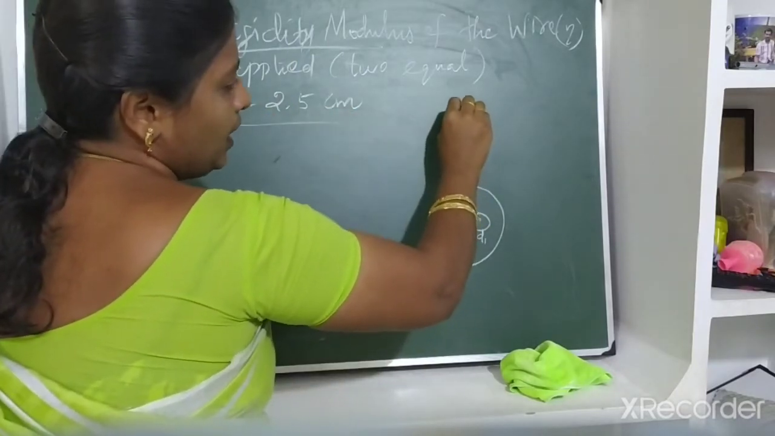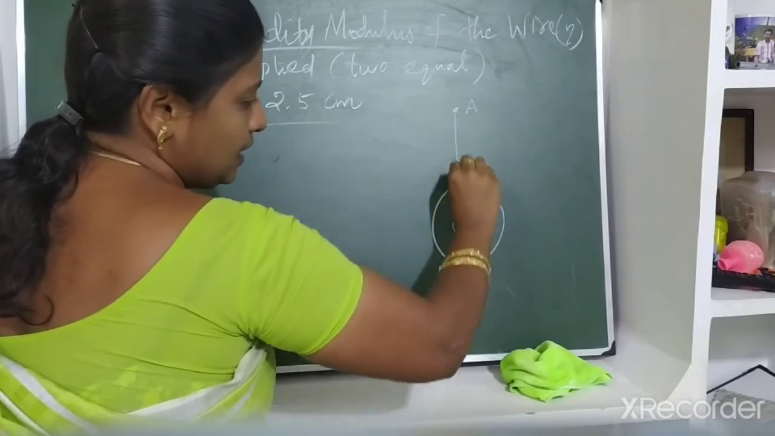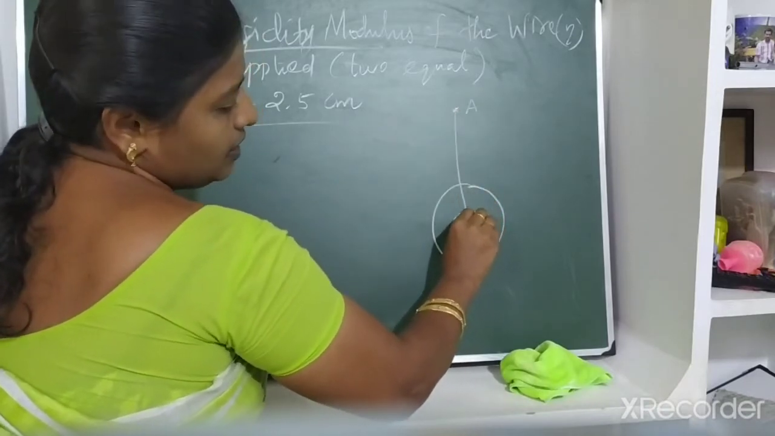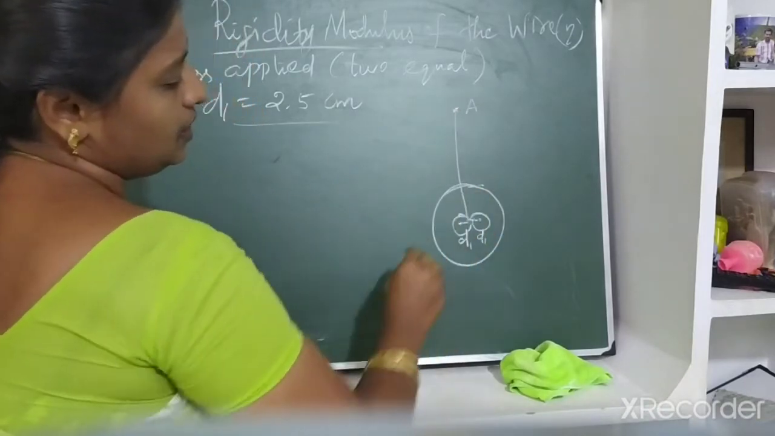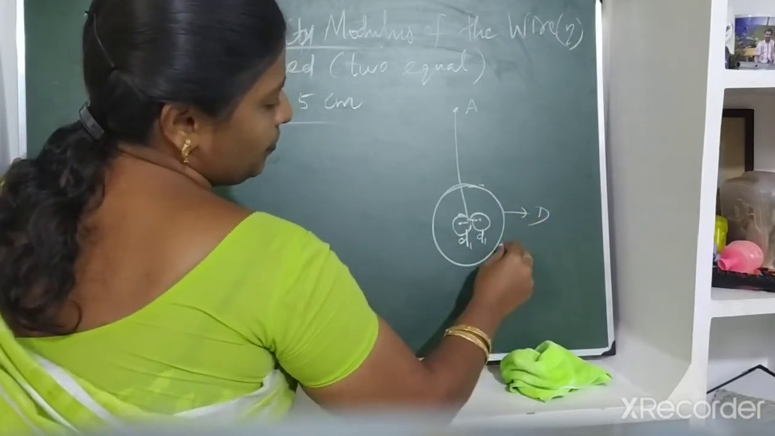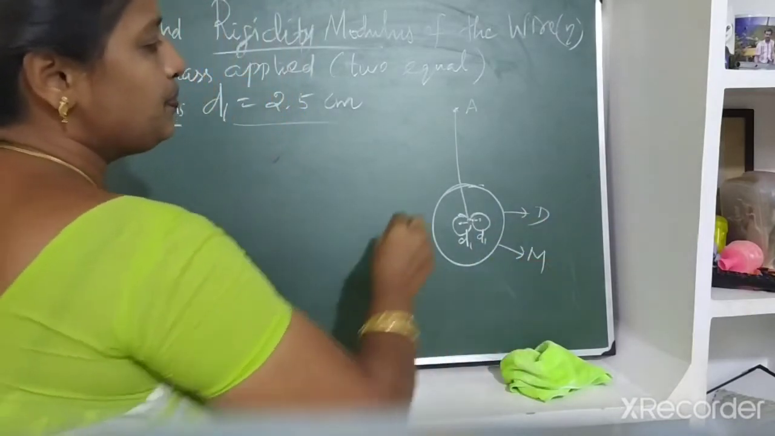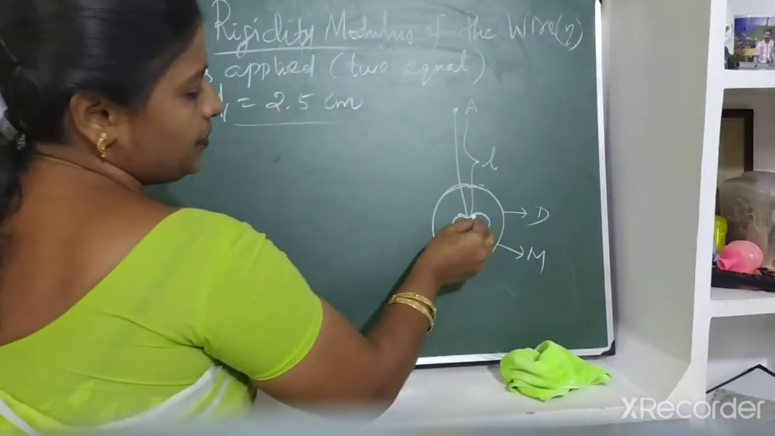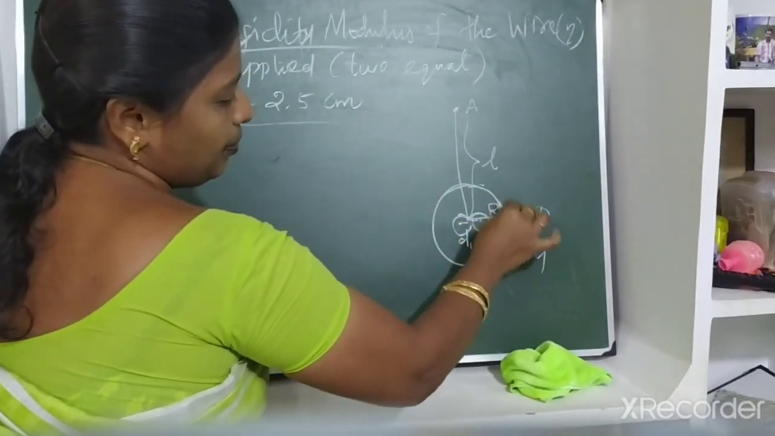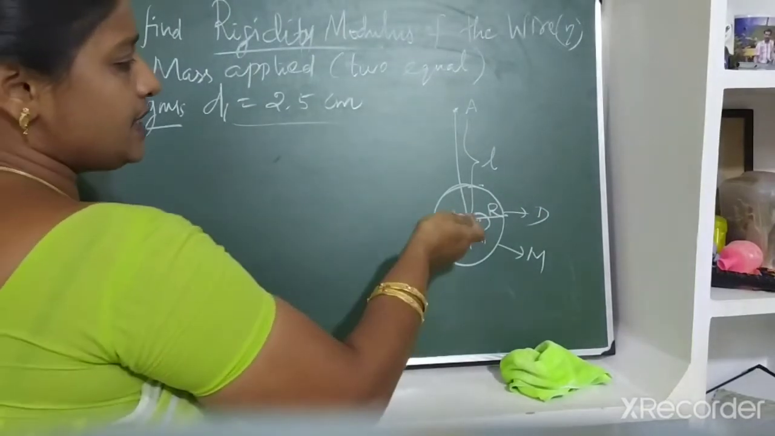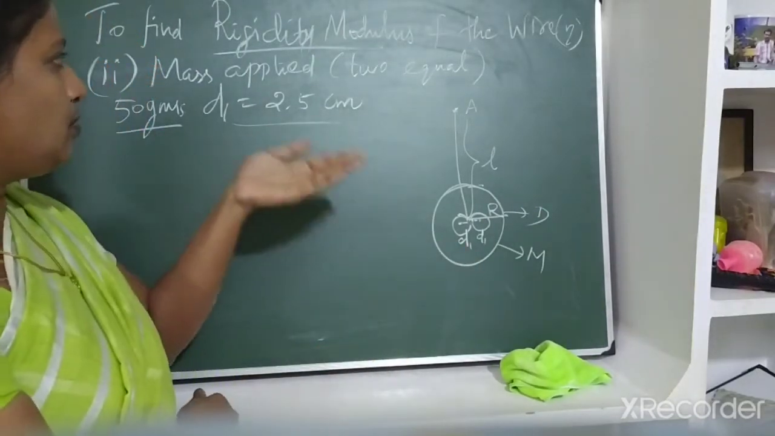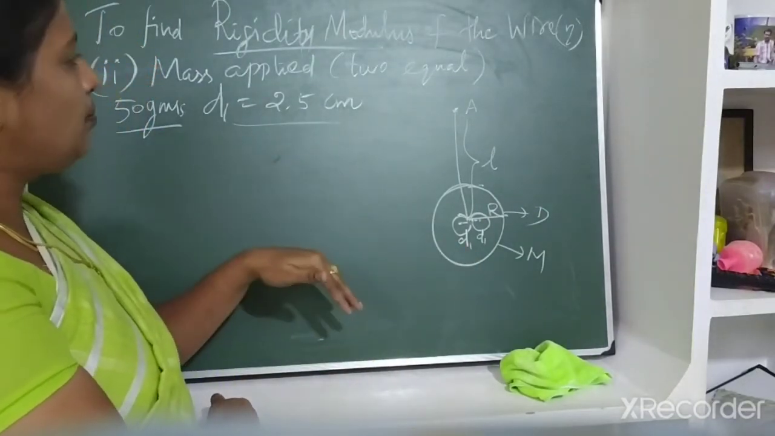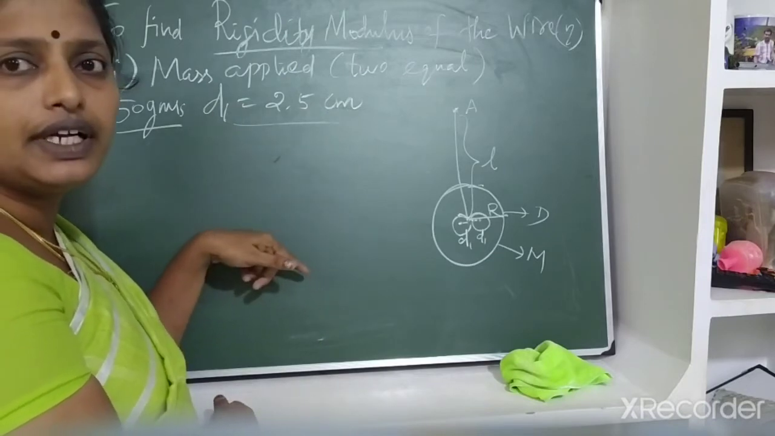One end of this wire, end A, is fixed, and the other end is attached to this circular metal disc. The diameter of the metal disc is D and its mass is M. The suspension length of the wire is L. The radius of the disc is capital R. Similar procedure as the without mass applied condition; you can update this with the mass applied condition.